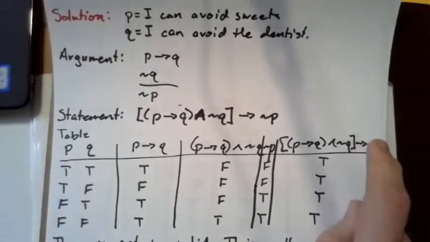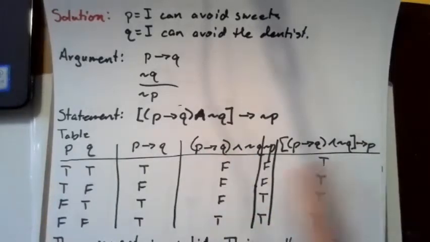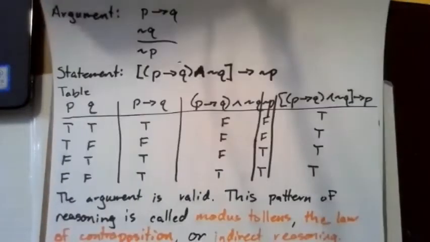So we want to show that if this is false, then we know this is true. And then if this is true, then this is also true, which is the case. So everything here is true. The argument is valid. This is a tautology. This pattern of reasoning is called modus tollens, or the law of contraposition, or indirect reasoning.